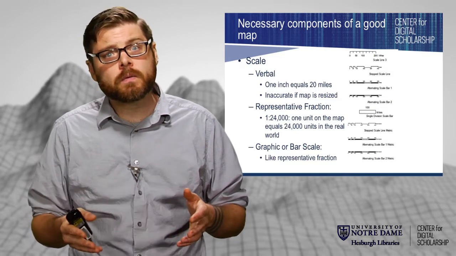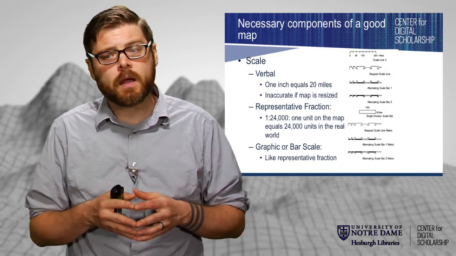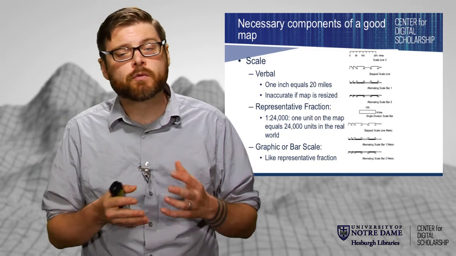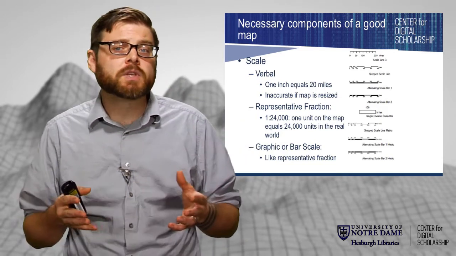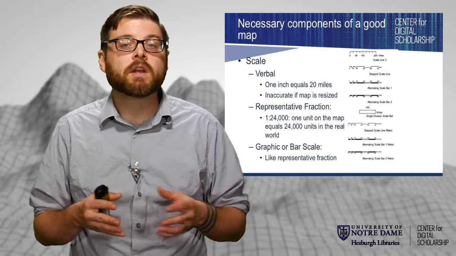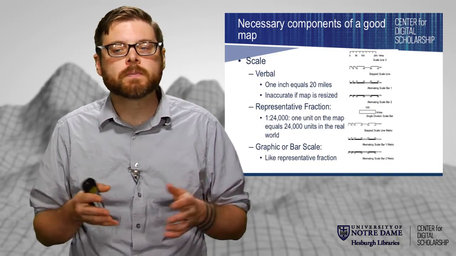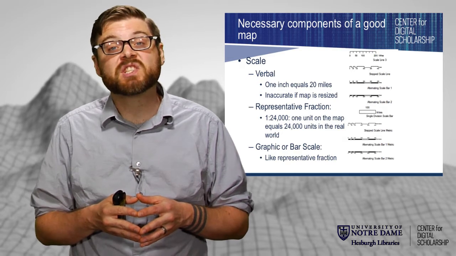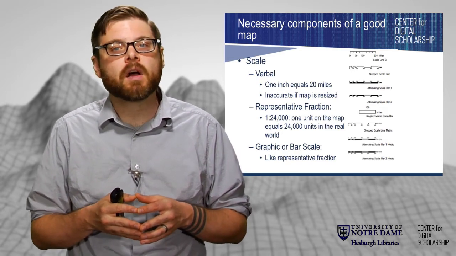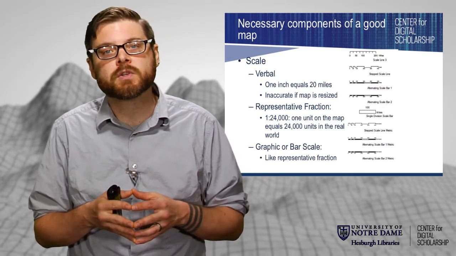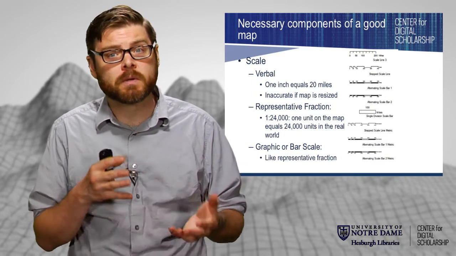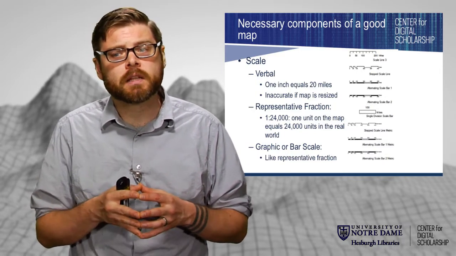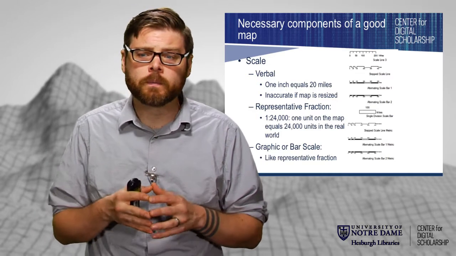First off, a scale is pretty crucial. This can be one of three different types. It can be a verbal scale, where essentially you've printed on there 1 inch is equal to 20 miles. The problem here is it can be fairly inaccurate if it gets resized. If somebody scales your map, it's not at all useful in a digital realm, because 1 inch on a computer monitor could be quite different depending on how you're zooming in and out. So we tend to avoid those.